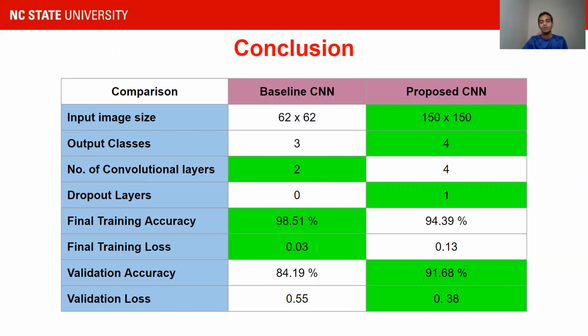And after training the model, we saw some more changes in the loss and the accuracies. Baseline model is better for training, and proposed model is better for validation set. And comparing these two, we can say that the proposed CNN model is better than the baseline CNN model.